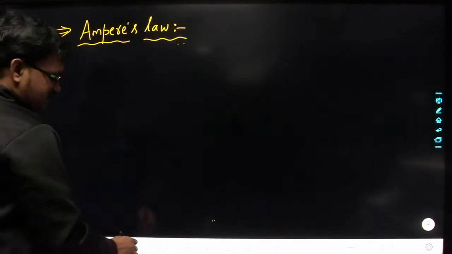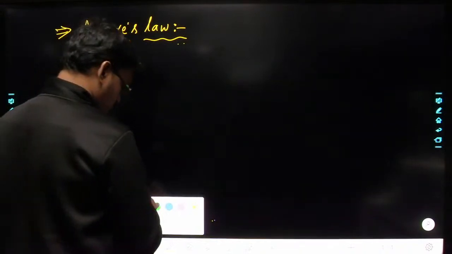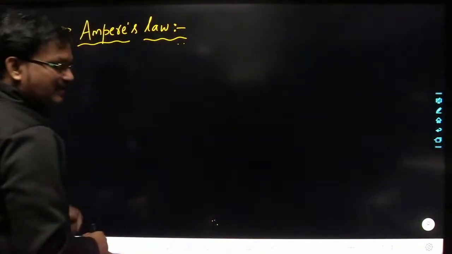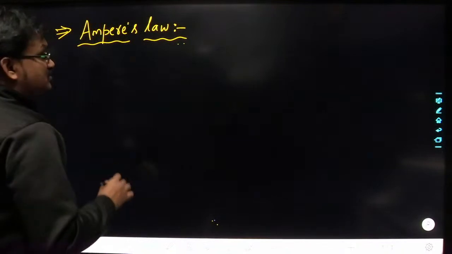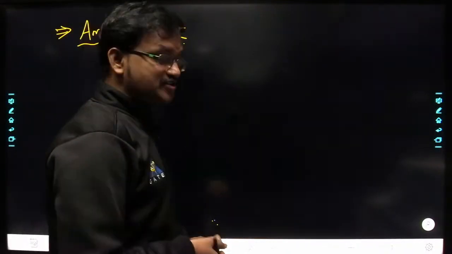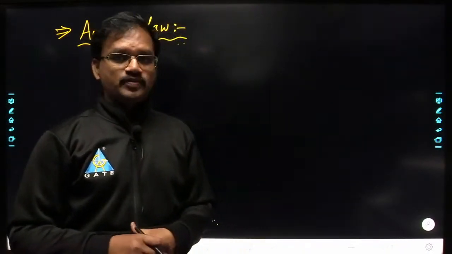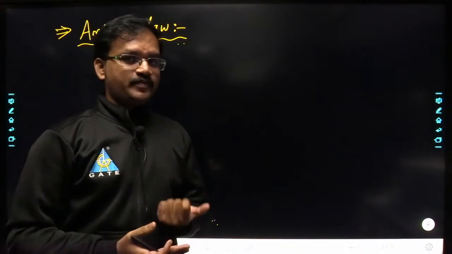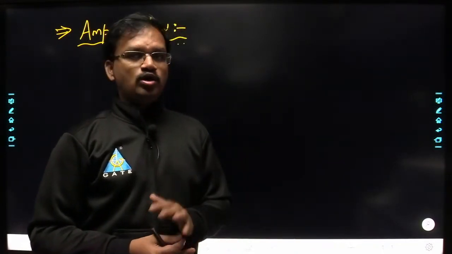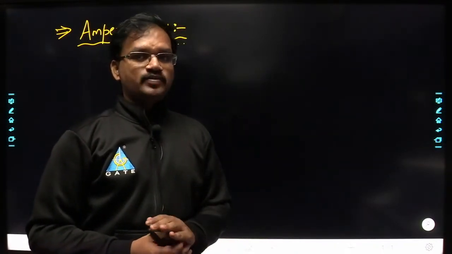Okay, Ampere's law. See here. What Ampere's law says is that the circulation of the B field around any closed loop must be equal to mu times the current enclosed by that closed loop. So what is the statement of Ampere's law? The circulation of the B field around any closed loop must be equal to mu times the current enclosed by that closed loop.